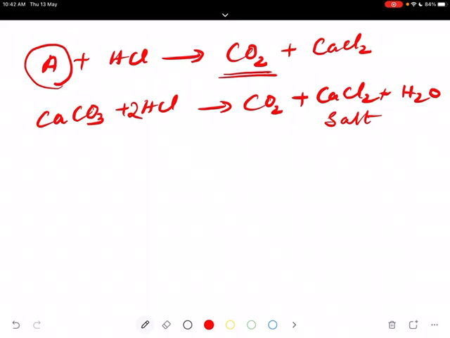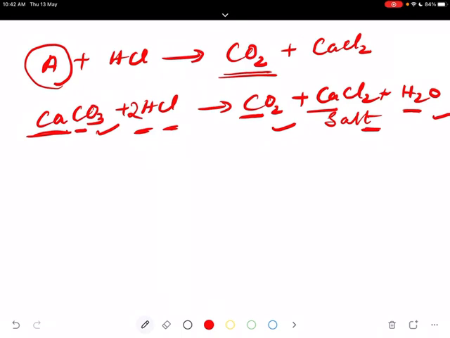Write the balanced chemical equation. Carbon 1, calcium 1, calcium 1, carbon 1, then oxygen, 3 oxygens here, 3 oxygens here. So here 2 oxygen and 1 oxygen, so that is also balanced. 2 hydrogens here, there are also 2 hydrogens. 2 chlorines here, there are also 2 chlorines. So the equation is balanced.